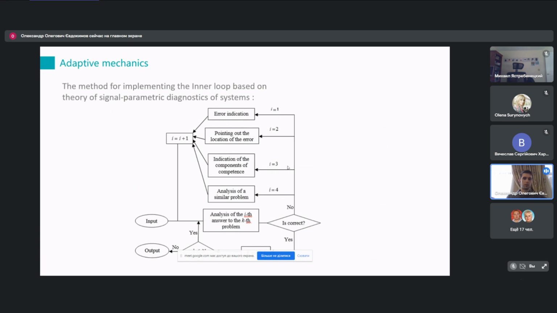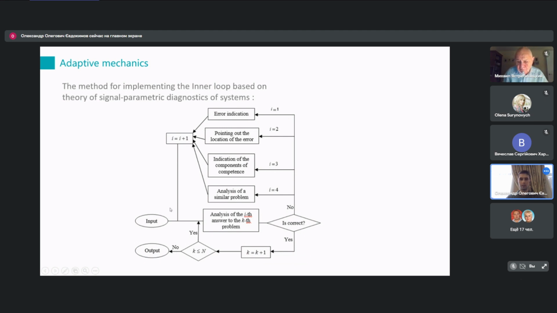Here is provided a method for implementing the inner loop based on series signal parametric diagnostics of the system, starting from input, the analysis of the answer to the case problem. If it's correct, then it increases and moves to the next problem. If not, first it starts error indication, then analyzes the next answer.